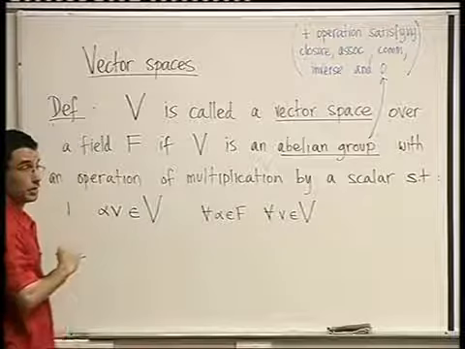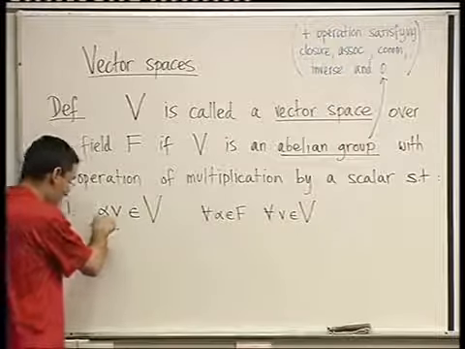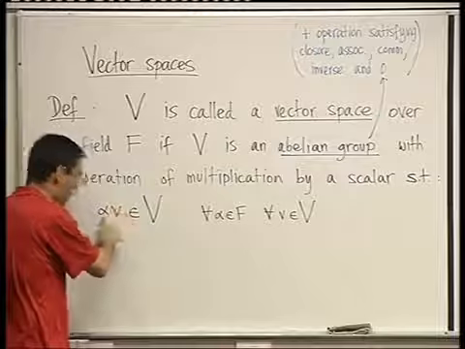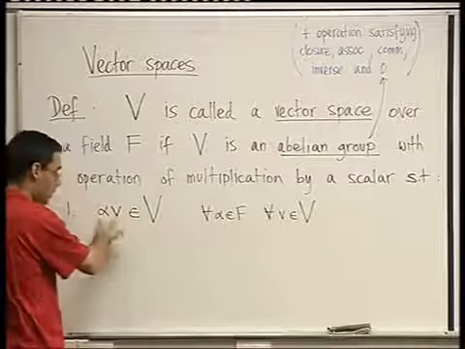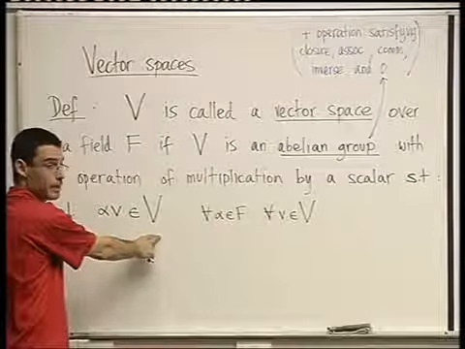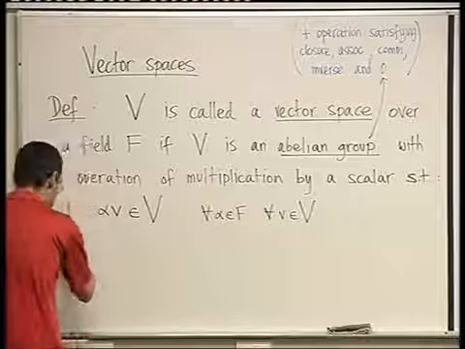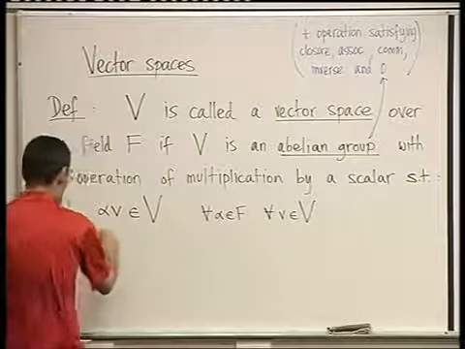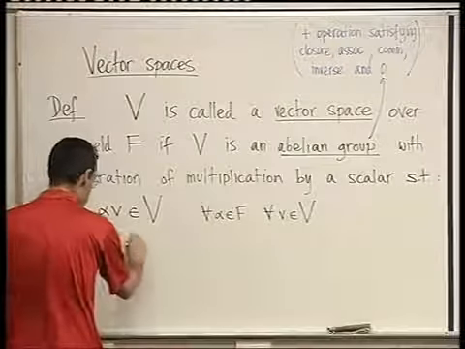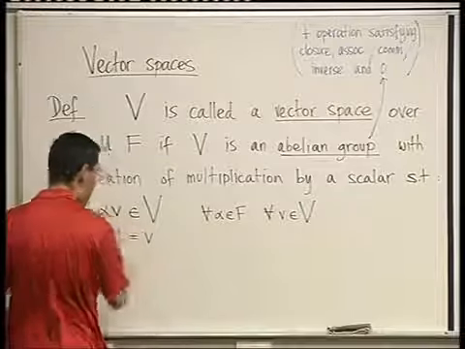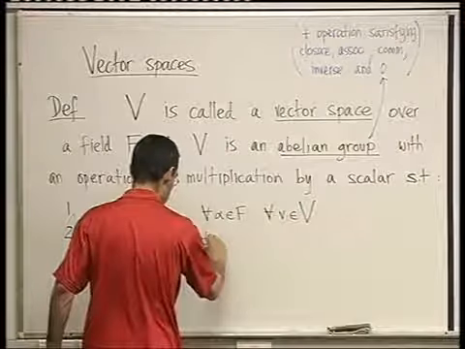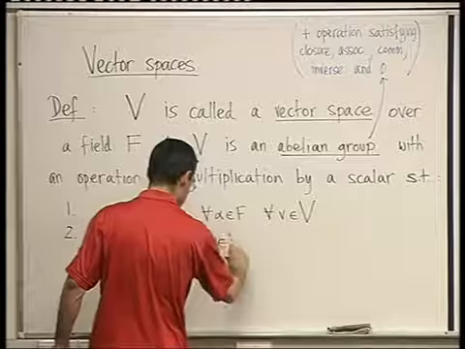Exactly, it's the closure, right? This is saying that multiplication of a vector by a scalar is closed. You get again a vector. Okay? Property number 2, 1 times V equals V for every V in V.